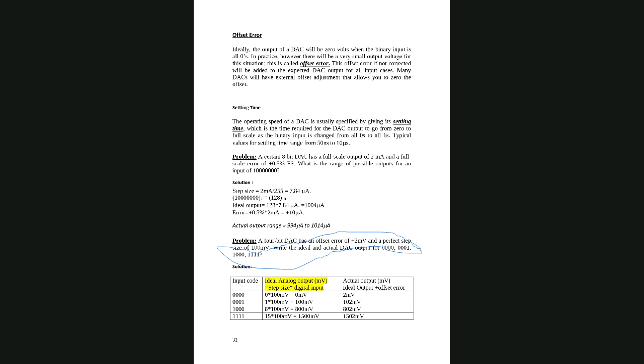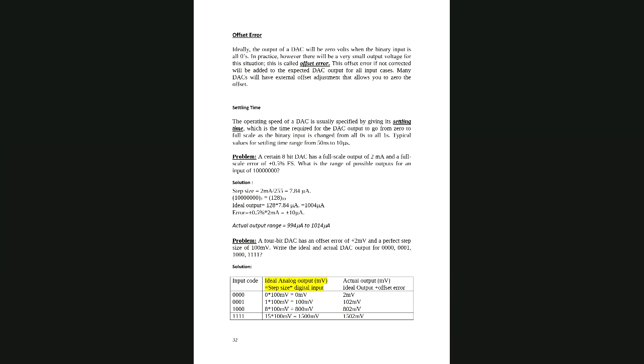We all know how we find it. What is the formula? Analog output equals K times digital input, right? From this formula, I will find all the ideal outputs, step size times digital input. Clear, everybody? Now you are given an offset error. So very simple, what will you do? You will simply add the offset error to the ideal. Your ideal output was 0 millivolt; you add the offset error, it becomes 0 plus 2, which is 2 millivolt. For the output of 100 millivolt, you add the offset 2, you get 102 millivolt, 202 and so on and so forth. It is so simple. You simply find the ideal output from the input, okay guys?